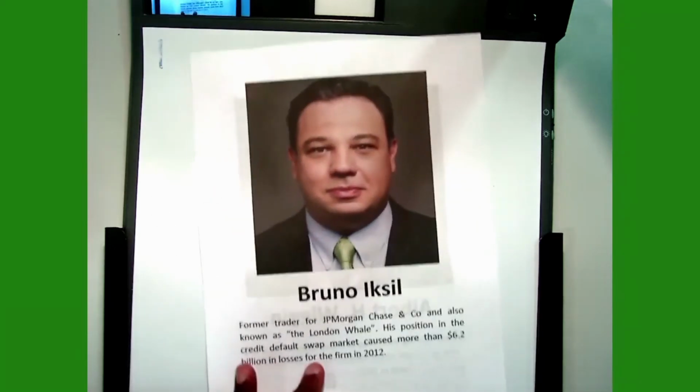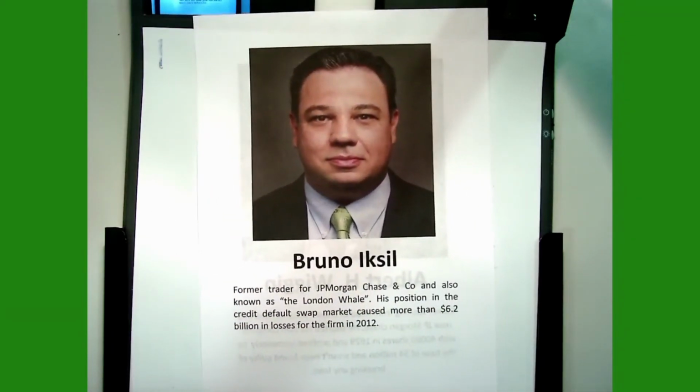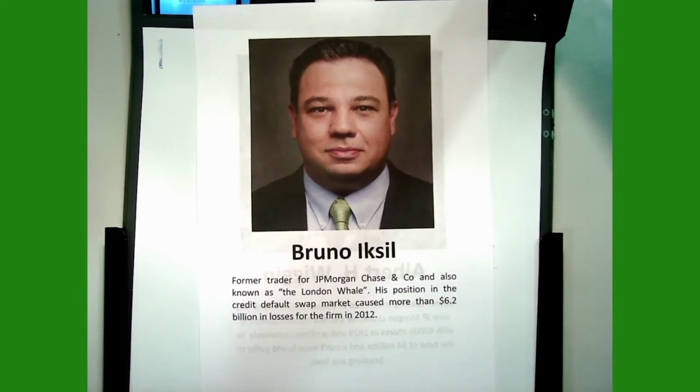The next one is this guy here, Bruno. He was a trader at JP Morgan Chase and Co., also known as the London Whale. He used his position to make a lot of money, and that led to a loss of 6.2 billion for the firm in 2012. Okay.